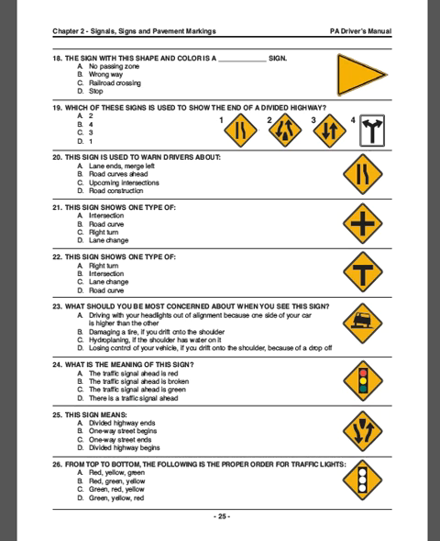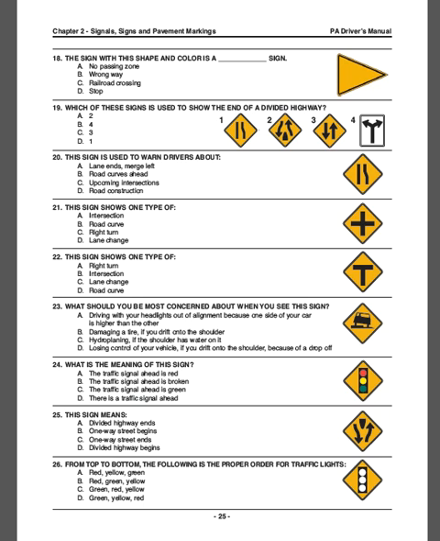24. What is the meaning of this sign? A, the traffic signal ahead is red. B, the traffic signal ahead is broken. C, the traffic signal ahead is green. D, there is a traffic signal ahead. The answer is letter D. There is a traffic signal ahead. Be prepared to stop.